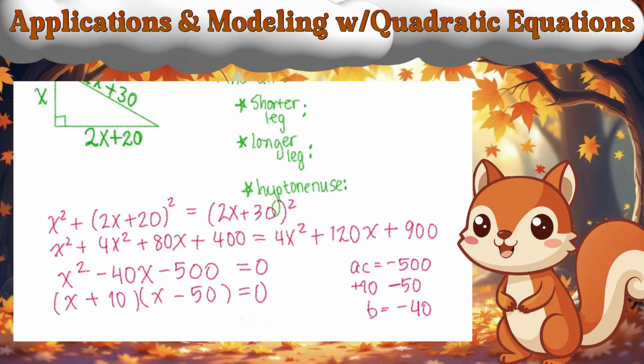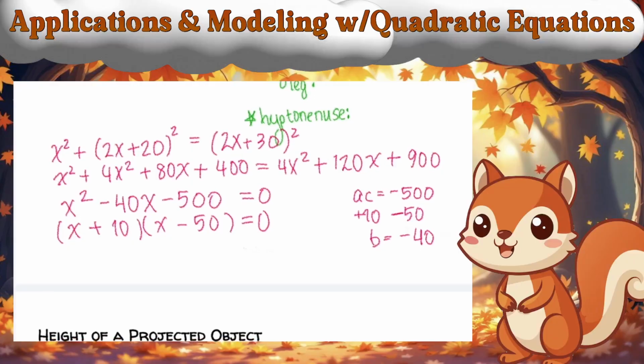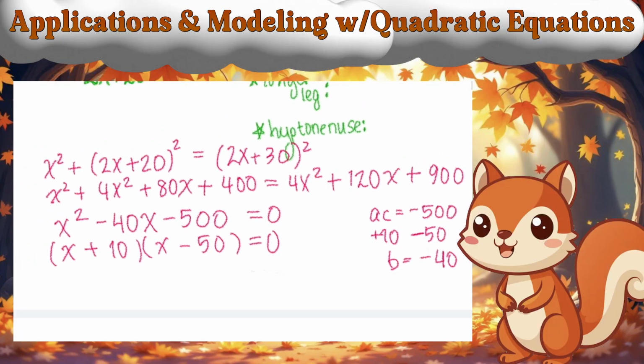Then to finish with the zero product property, we're going to set each factor equal to 0. So I'm going to get x plus 10 equals 0, so x equals negative 10, which is obviously extraneous. That's our extra solution that does not fit the circumstances. So we can say goodbye to that. And here we will get x minus 50 equals 0, so x equals 50. And we said everything was measured in meters.